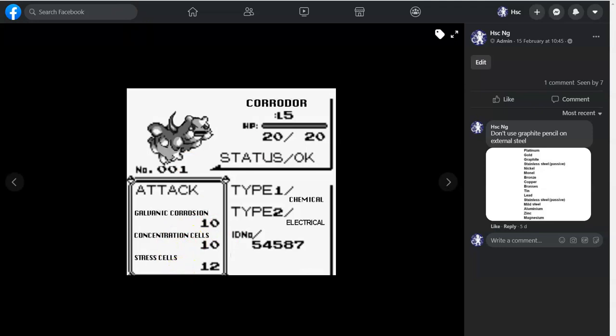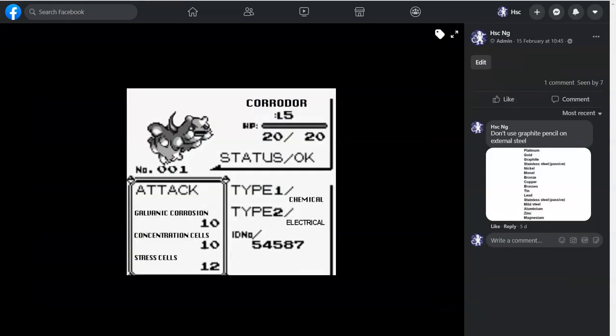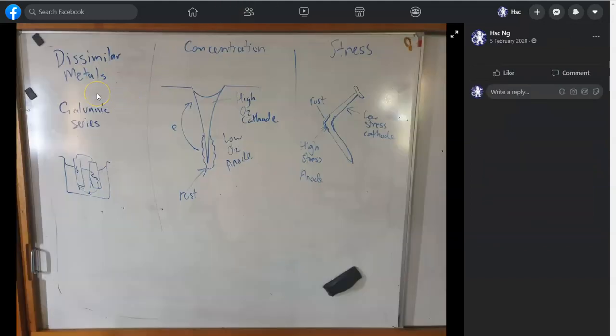Okay, so the next one is concentration cells, and then we're going to learn about stress cells. I have a picture somewhere that talks about these. Here we go. Another way of referring to galvanic attack is galvanic corrosion. The term I learned at uni was dissimilar metals. So if we have 2 metals that are not the same type next to each other, you're going to have a bad time.